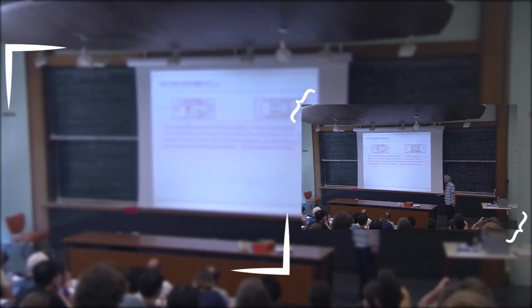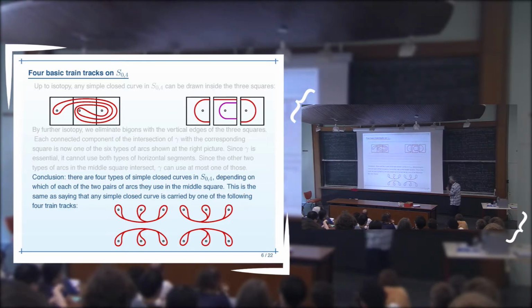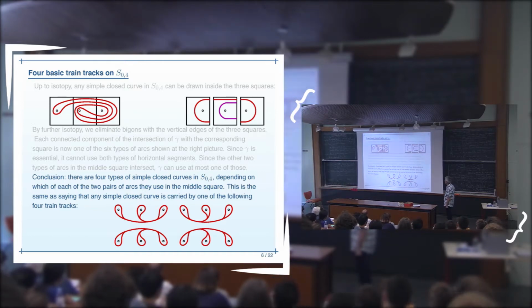And also, it cannot use an arc like this and an arc like this simultaneously because they are intersecting. So there are 2 restrictions. One cannot have this guy and this guy, this guy and this guy simultaneously, and this guy and this guy simultaneously. So if you draw all possible ways to place this together, then you will see that the resulting curve can be deformed to one of these 4 train tracks.